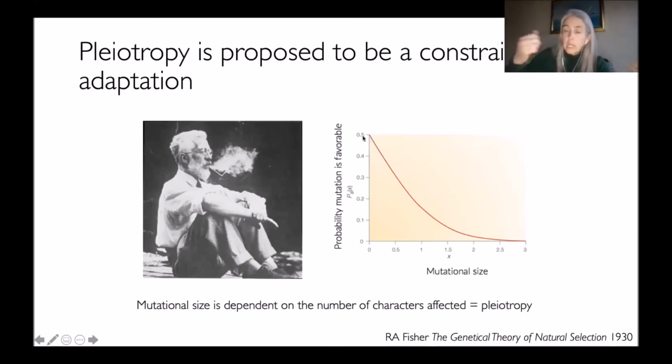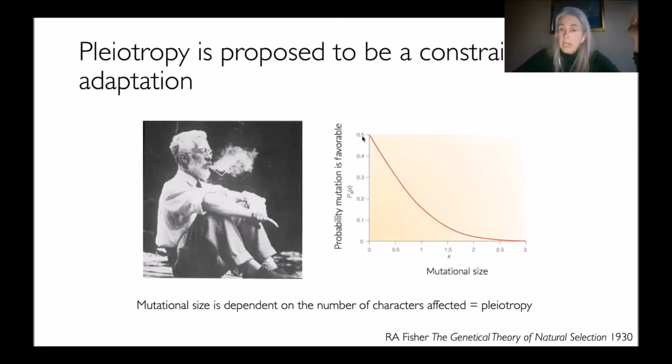The idea is that if a mutation affects many traits, it could be beneficial on one axis of selection but detrimental on others. So the probability that pleiotropy is synergistic is low, and the probability that pleiotropy is antagonistic, with selection acting on these different traits in different ways, is much higher. So really, Fisher predicted pleiotropy would constrain adaptation.